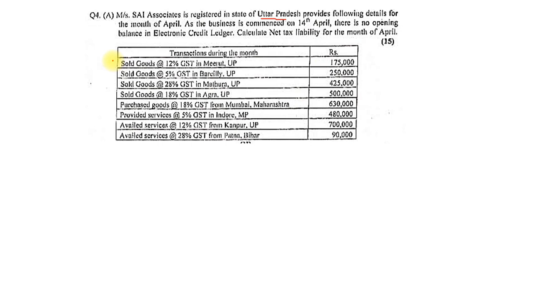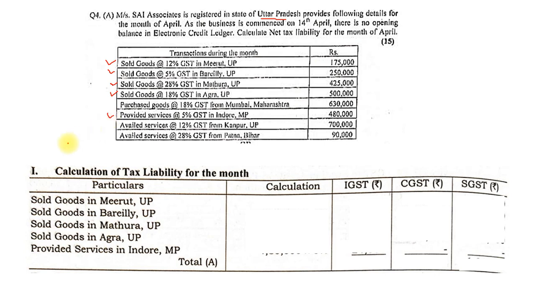So first step, always check how many transactions are available of supply or sales. Sold goods, sold goods, sold goods. For purchase, no. Provided, yes, that is given service. Availed, avail meaning purchase. Okay, so 1, 2, 3, 4, 5. 5 transactions are related to supply or sales. So step number 1, calculation of tax liability for the month. We have 5 supplies: sold goods in Meerut, Bareilly, Mathura, Agra, and provided services in Indore, MP. These are the 5 transactions that we need to note down in our particulars.